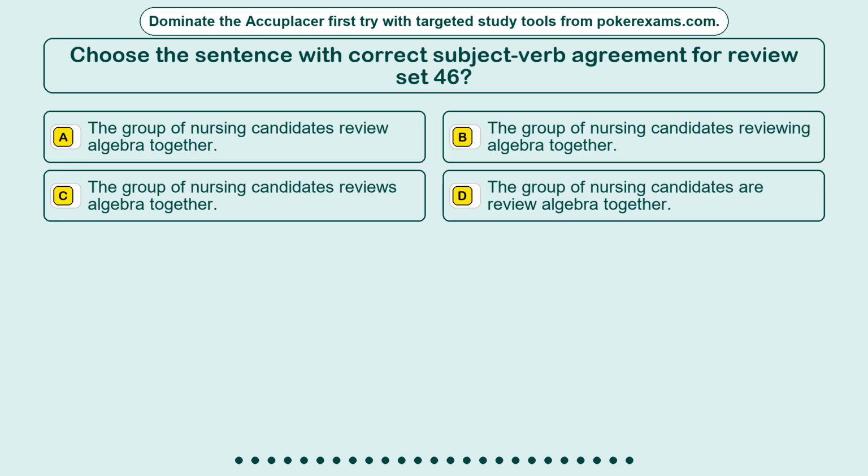Question 18. Choose the sentence with correct subject-verb agreement for review set 46. Option A. The group of nursing candidates review algebra together. Option B. The group of nursing candidates reviewing algebra together. Option C. The group of nursing candidates reviews algebra together. Option D. The group of nursing candidates are review algebra together.